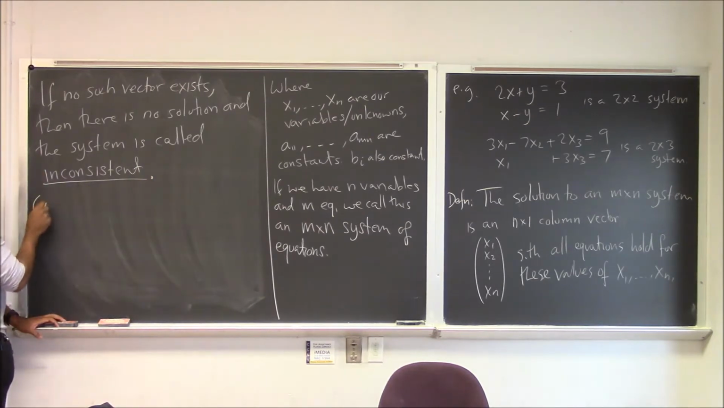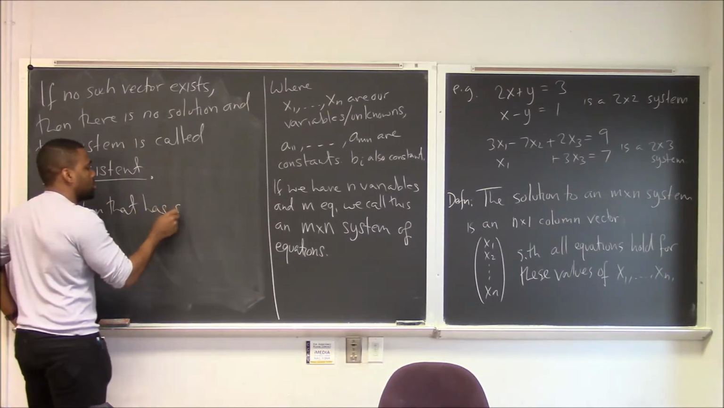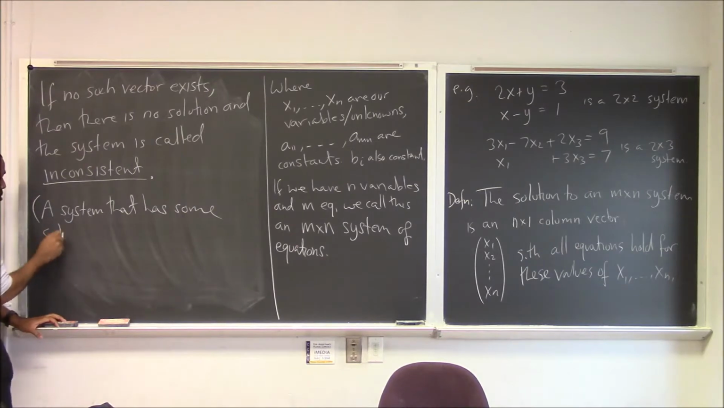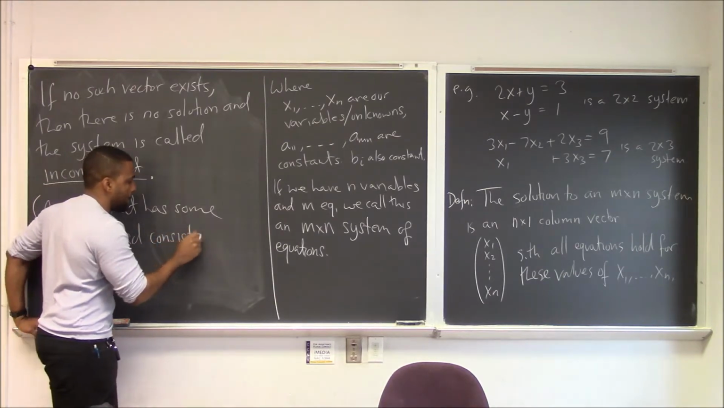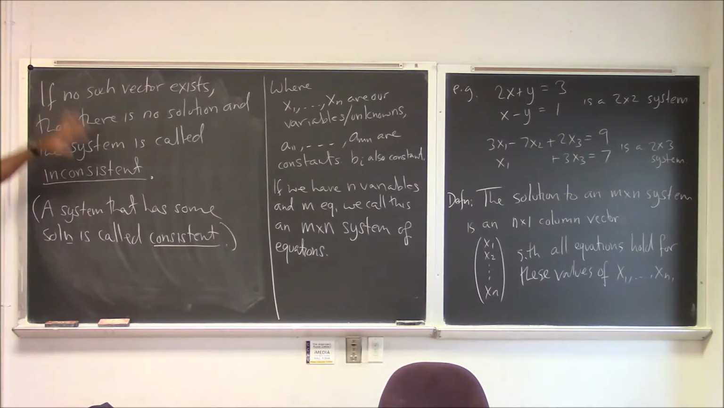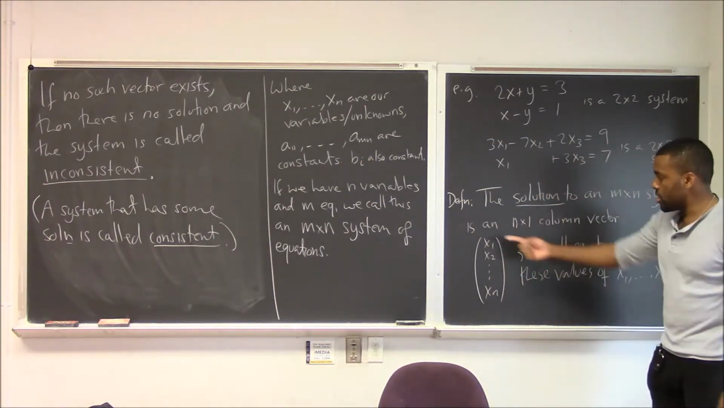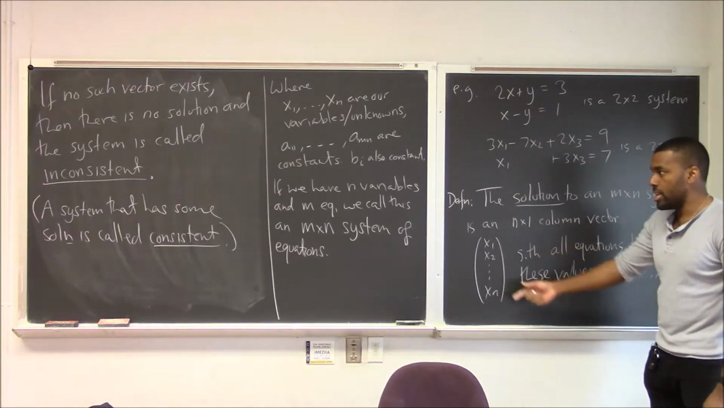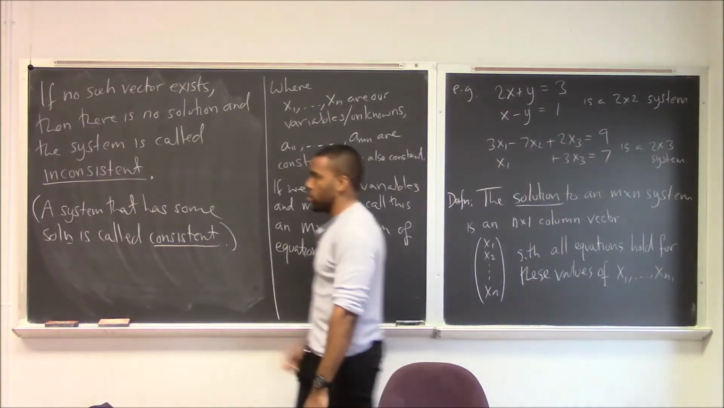By the way, a system that has some solution is called consistent. Right, so we'll talk about consistent and inconsistent systems later, but I'll just throw those words out now. So a system of equations is just a bunch of linear equations that you consider together. Solving the system, finding the solution, you are just finding a vector such that if your variables take on those values, it will solve all equations in that system. If no such vector exists, the system does not have a solution, and you call it inconsistent.